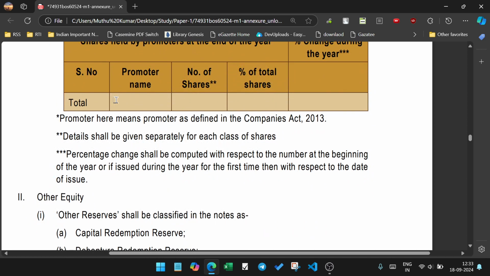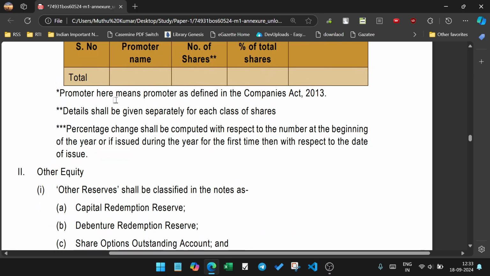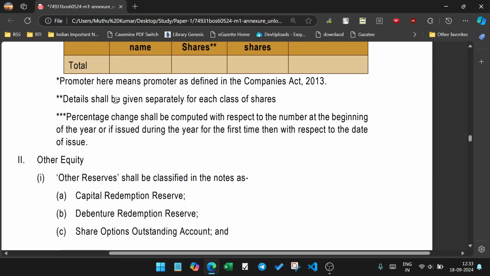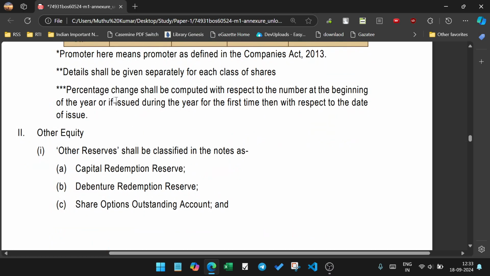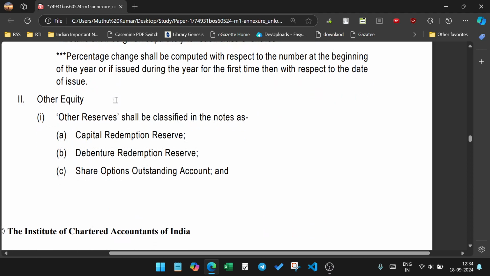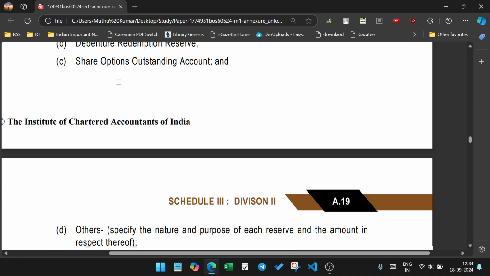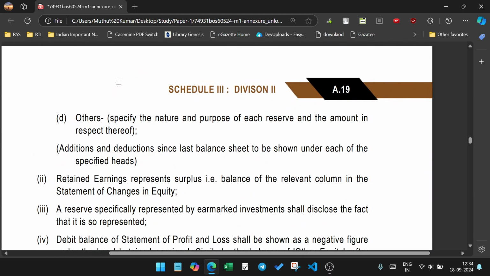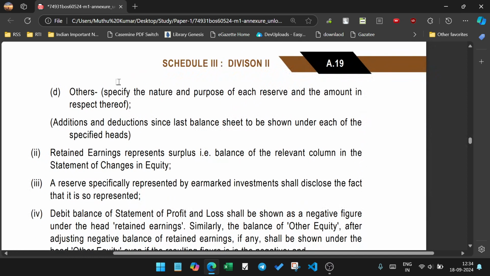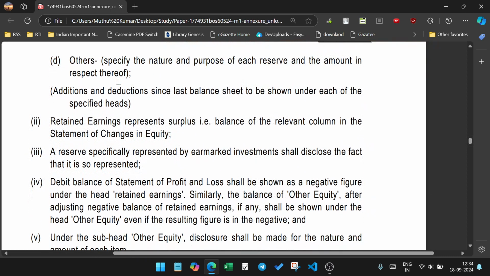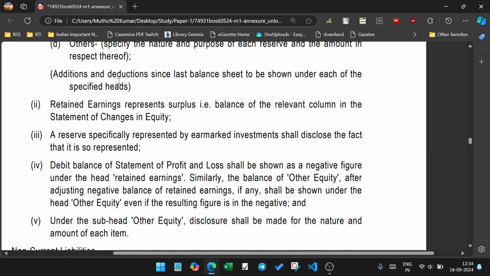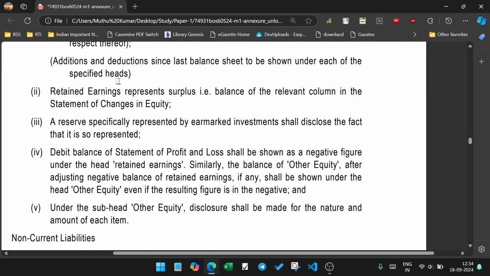Serial number, promoter name, number of shares, percentage of change during the year. Promoter means promoter as defined in the Companies Act; certain details shall be given separately. Percentage change shall be computed with respect to the number at the beginning of the year, or the date of issue if issued during the year. Other equity: other reserves shall be classified as capital reserve, capital redemption reserve, debenture redemption reserve, share options outstanding reserve, and others, specifying the name or nature and amount of each reserve. Additions and reductions from the last balance sheet shall be shown under each specification. Retained earnings: the balance of the relevant column in the statement of changes in equity.